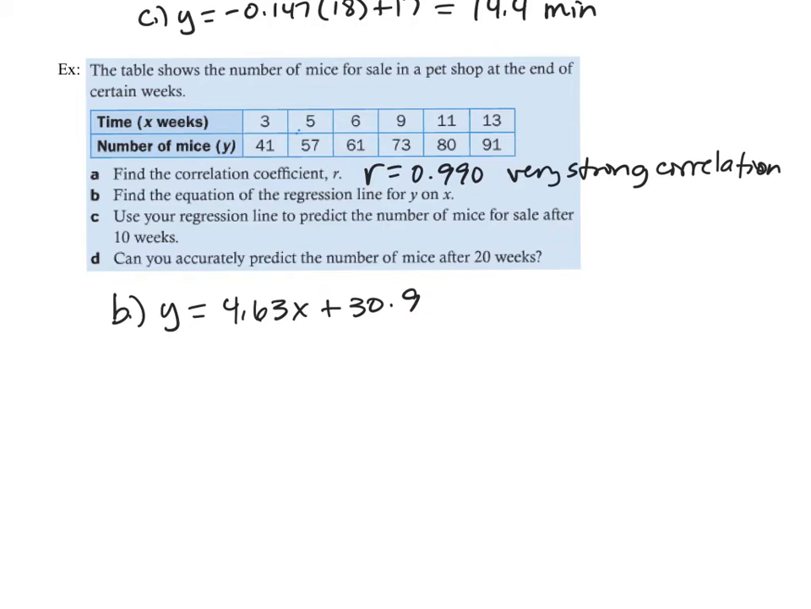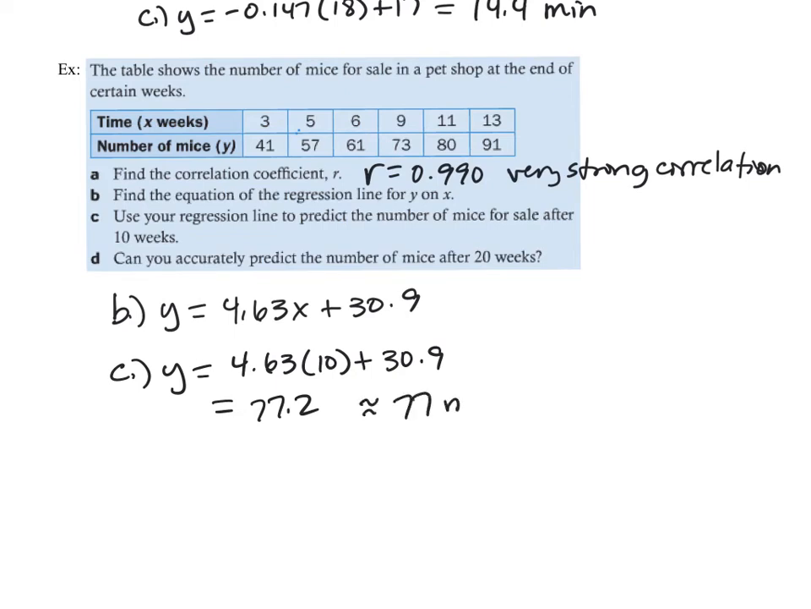Then letter C says use your regression line to predict the number of mice for sale after 10 weeks. Well, 10 weeks definitely falls in our range, meaning the smallest to largest x values. So we can use the line to predict how many mice were sold after 10 weeks. That would be 4.63 times 10 plus 30.9, which turns out to be 77.2. Well, we're talking about mice, so you're not going to hopefully sell 2/10 of a mouse. So let's round that and say about 77 mice is what we can predict would be sold after 10 weeks.